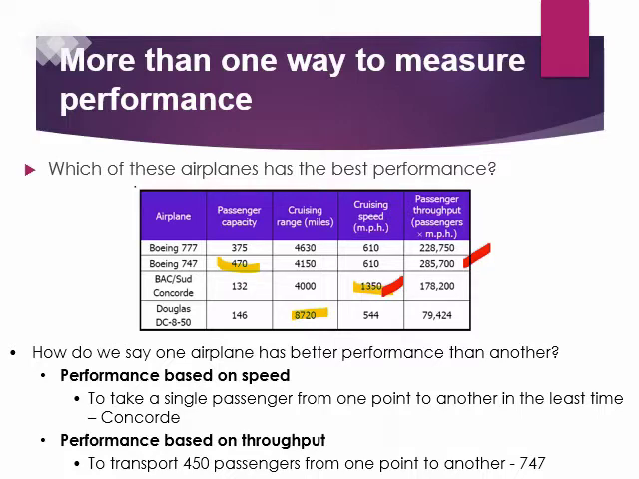If you're a passenger, then you go for speed. But if you are the CEO of an airline company, then you go for throughput. So different measurements for different outputs.